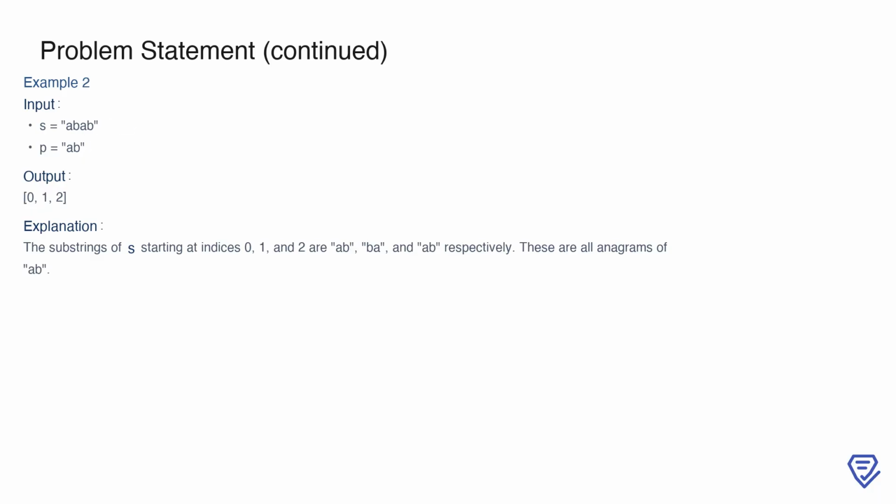Now, let's look at another example. If S is ABAB and P is AB, the output should be 0, 1, 2. Here's why: the substrings of S starting at indices 0, 1, and 2 are AB, BA, and AB, respectively. All three of these substrings are anagrams of P, as they contain the exact same letters, just rearranged. Notice how overlapping substrings are also considered, as long as they match the criteria of being an anagram of P. This demonstrates that we need to check every substring of S that is the same length as P.